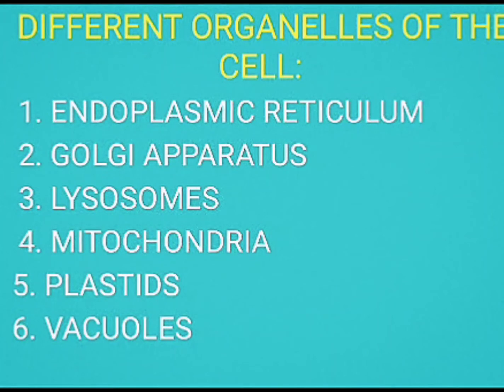Number 1, endoplasmic reticulum. Number 2, Golgi apparatus. Number 3, lysosomes. And number 4, mitochondria. Apart from this, you will also find plastids and vacuoles in plant cells.